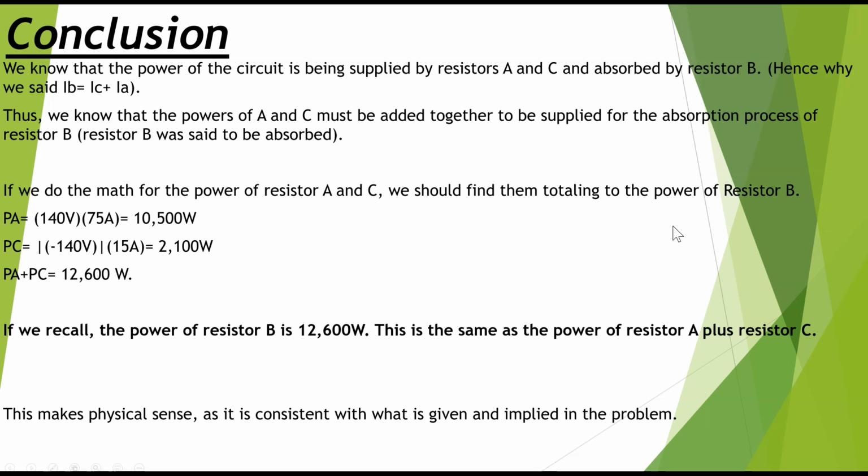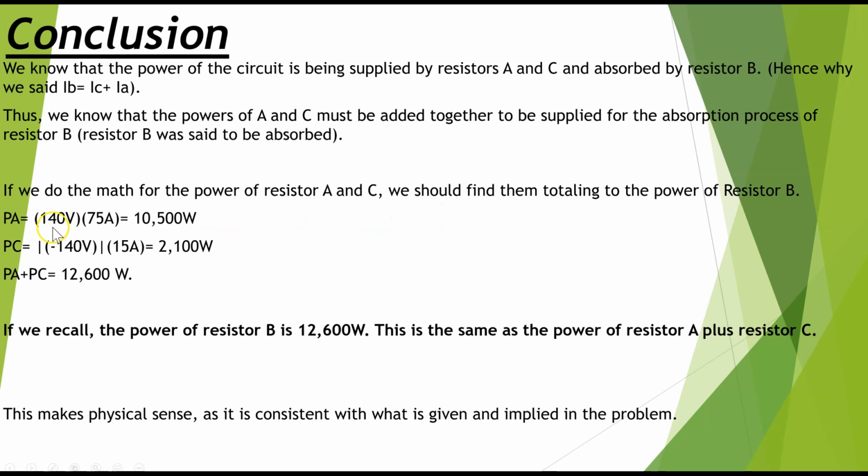Okay, if we can conclude anything from this, we can start by saying that the circuit is being supplied by resistors A and C and absorbed by resistor B. I explained this in the second slide also. We can also say that the powers of A and C must be added together to be supplied for the absorption process of resistor B. If we do the math for powers of resistors A and C, we should find them totaling the power of resistor B.